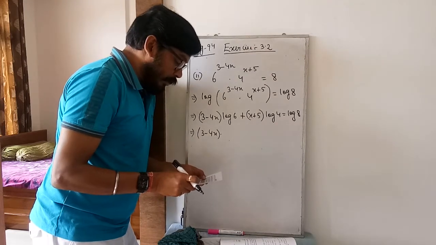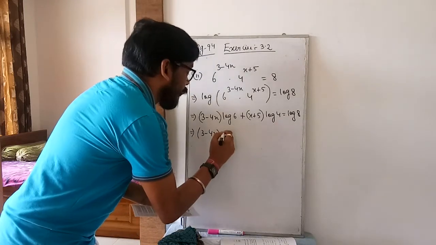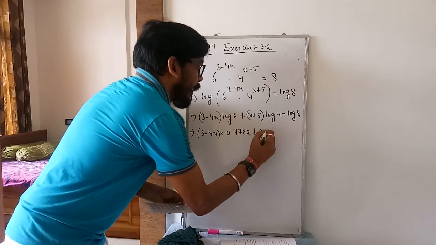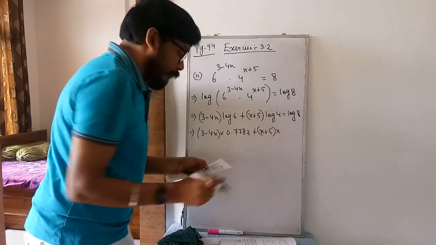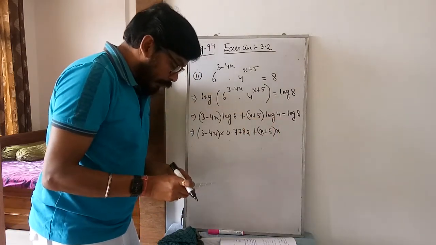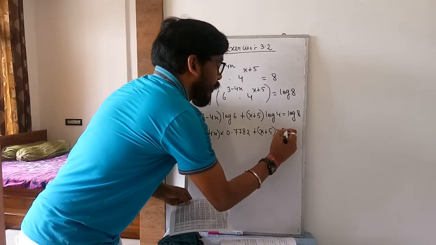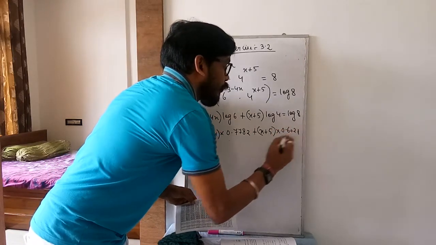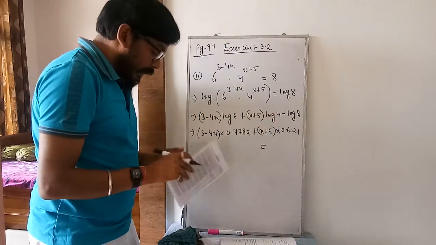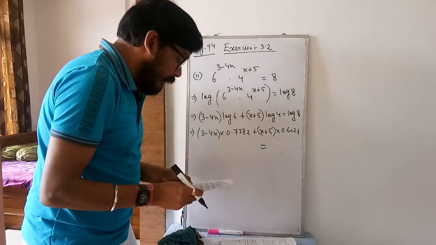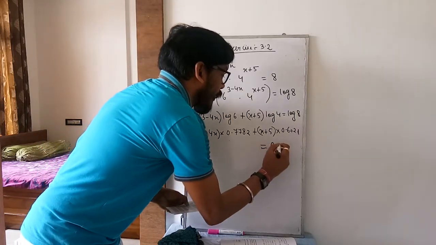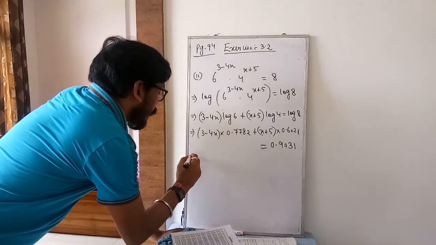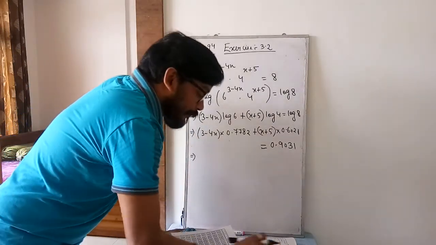So log 60 is 0.7782. Here it is (x plus 5) into log 40. So log 40 is 0.6021. Log 80 is 0.9031. So let me multiply it, 3 into this.